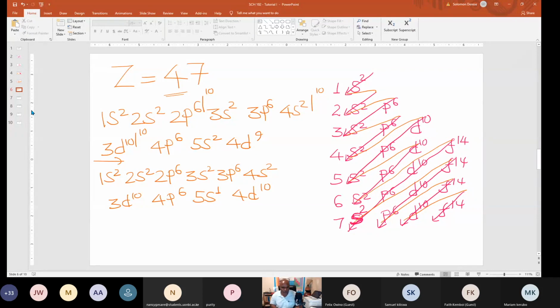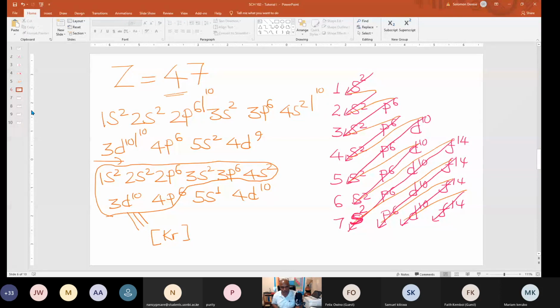And all the way here, if we count, 2 plus 2, 4, 4 plus 6, 10, 12, 12 plus 6, 18, 18 plus 2, 20, 20 plus 10, 30, 30 plus 6, 36. This one is nothing but krypton, okay? So you will abbreviate that one as Kr.